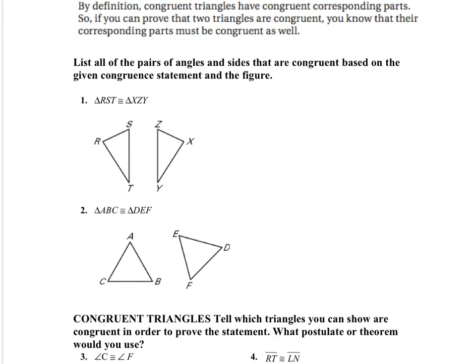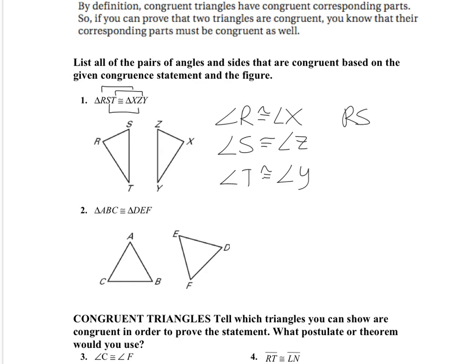Our congruence statement says triangle RST is congruent to XZY. So listing the angles, I know RST. Angle R is congruent to angle X. Angle S is congruent to angle Z. And angle T is congruent to angle Y.